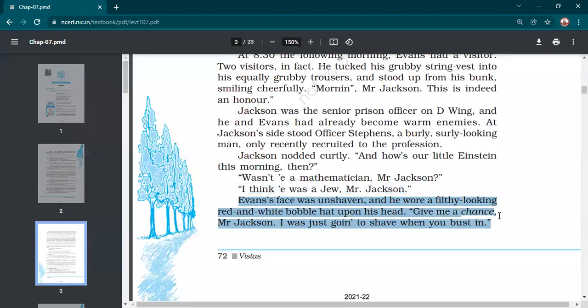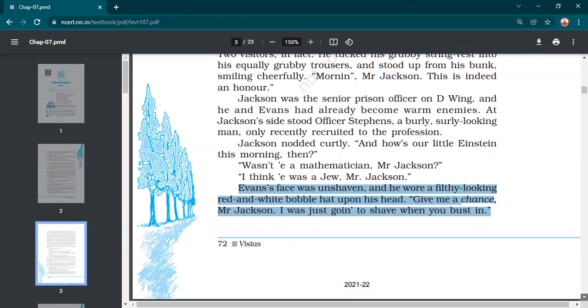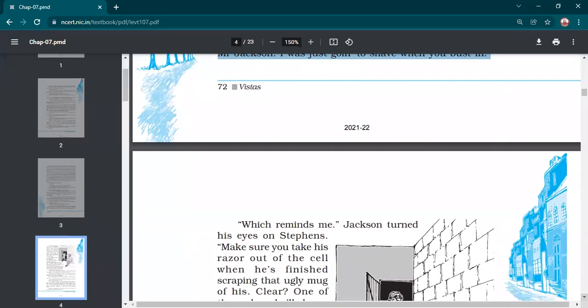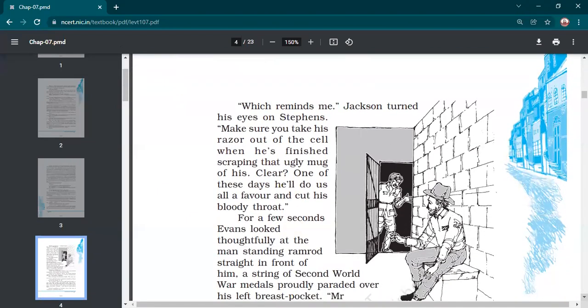Evans' face was unshaven, and he wore a filthy-looking red and white bobble hat upon his head. "Give me a chance, Mr. Jackson. I was just going to shave when you busted in." "Which reminds me," Jackson turned his eyes on Stephens. "Make sure you take his razor out of the cell when he is finished scraping that ugly mug of his. Clear? One of these days he will do us all a favor and cut his bloody throat."